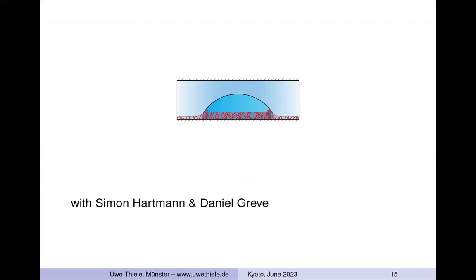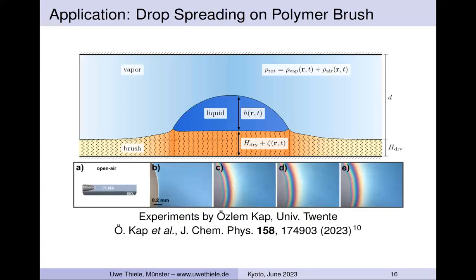Okay, now this is work with Simon and recently also Daniel, and we now look at a droplet on a brush layer in a gas phase. The fields we will use to describe this are the film height profile on top of the brush layer. And then the brush layer is actually a dry height, H dry, that is here, plus an effective height that comes from the swelling. You see these two are heights.